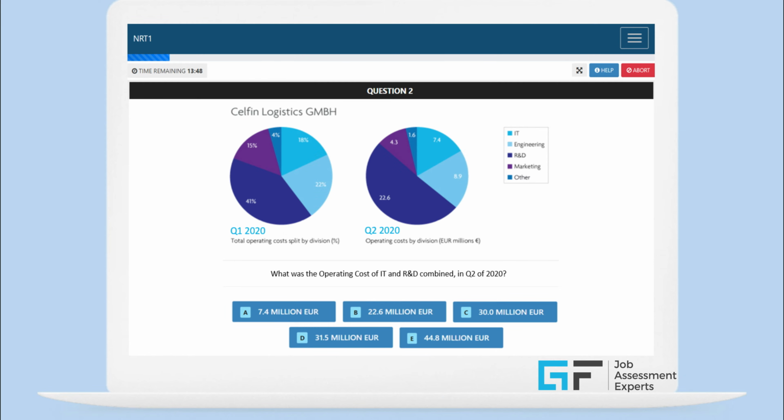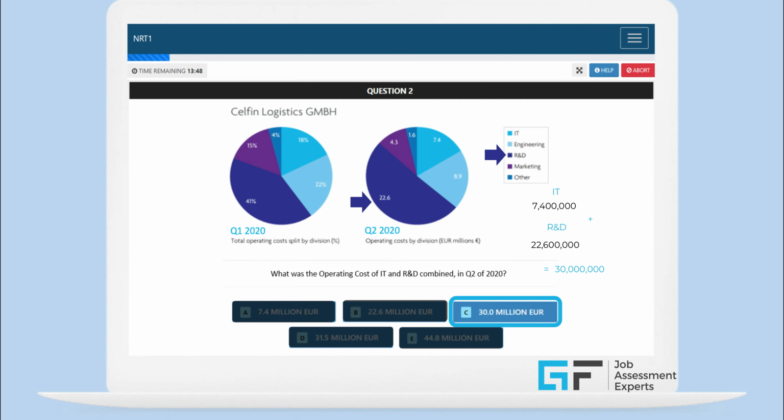Question 2. This question is presented using pie charts. The question asks us to find the operating cost of IT and R&D combined for quarter 2 of 2020. As the question refers to quarter 2, we need to look at the right-hand pie graph. We can see that the cost of IT was 7.4 million euros and R&D cost 22.6 million euros. Adding these together provides an answer of 30 million euros, and we can see that option C is the correct answer.